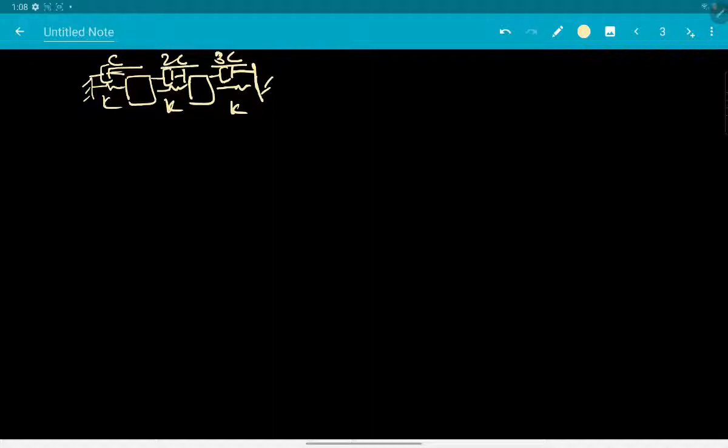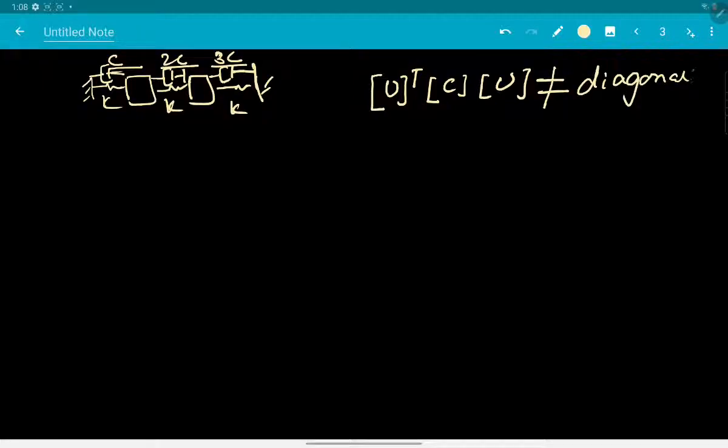In that case, you will be able to appreciate that this U transpose C U will not always be diagonal. In certain cases it may turn out to be diagonal, but in most cases you would see that it doesn't turn out to be diagonal. For those cases where this matrix also turns out to be diagonal, your life becomes very easy.